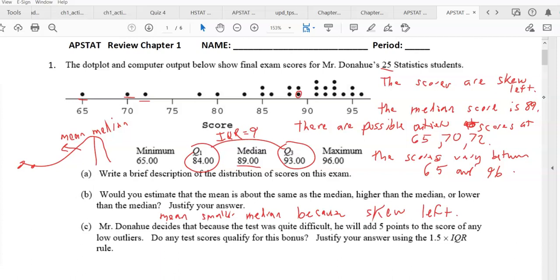I am going to test it on the left, though. I'm going to plug into the lower fence formula, Q1 minus 1.5 times the IQR. Again, the upper bound would just be Q3 plus 1.5 IQR. So this would be Q1 is 84 minus 1.5 times 9, which is 70.5.